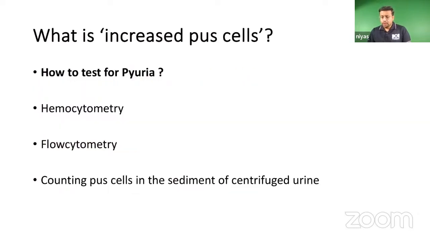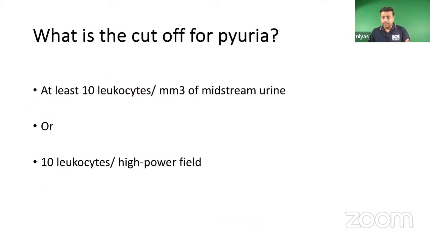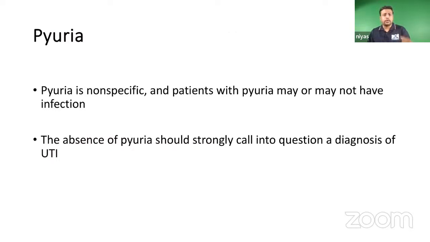Okay. So what exactly does increased pus cells mean? Pus cells can be tested by various methods, by hemocytometers, flow cytometers, and you can also count them in the sediment of centrifuged urine. Now, the cutoff for pus cells is 10 leukocytes per cubic millimeter in midstream urine, or 10 leukocytes per high power field. So whatever it is, this particular patient has pyuria.